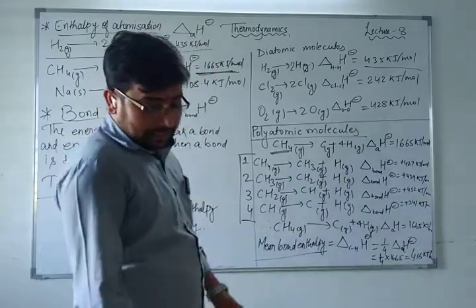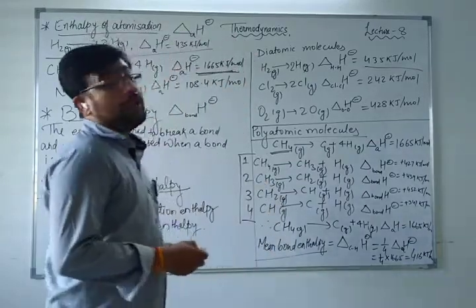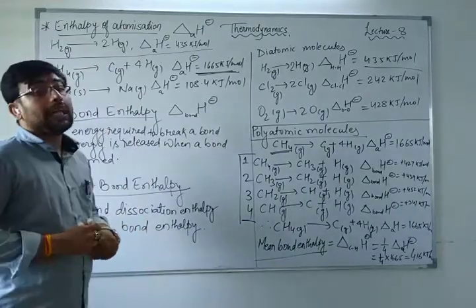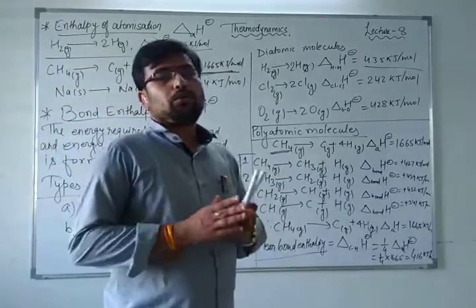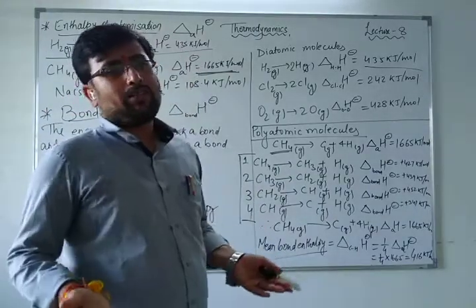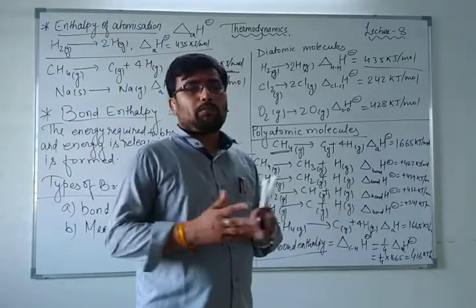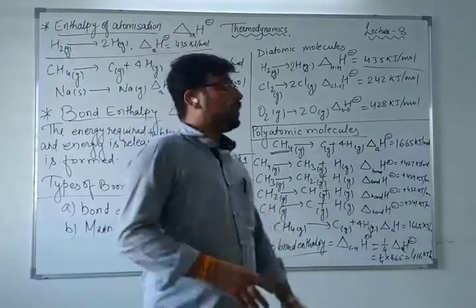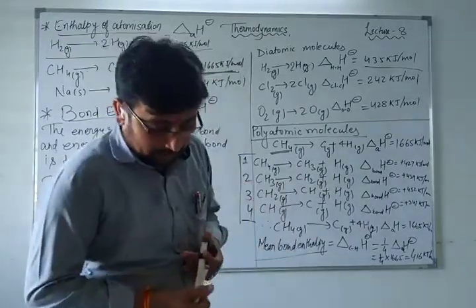It is a great application of the Hess law. Do you remember the Hess law from the previous lecture, lecture number 7? In the Hess law, I showed you that you can go through one step or several steps. You just have to calculate the enthalpy for the several steps and for the one step. If both are equal, that is called Hess law. Similarly, here also I have done this for polyatomic bond dissociation enthalpies.